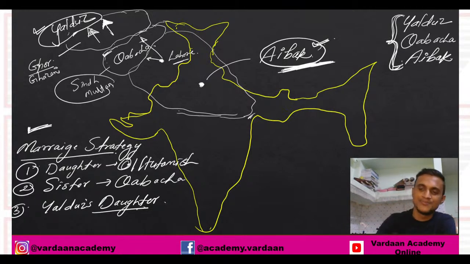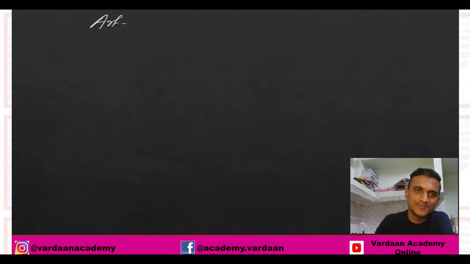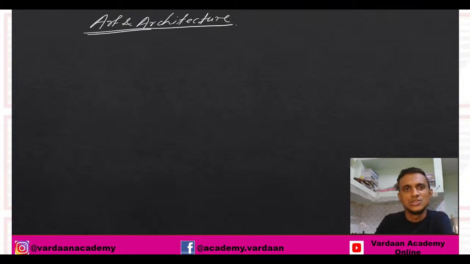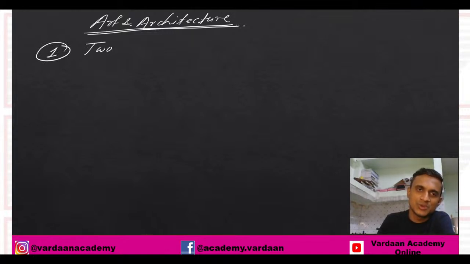Okay, now let's see a few more points. Let's see the art and architecture. Mostly the architecture, you will not see much of the art here, but you will see the architecture. So when we are talking about the architecture, remember the first and the most important point. He made two masjids. Masjids are the Muslim places of worship. Two masjids in India.